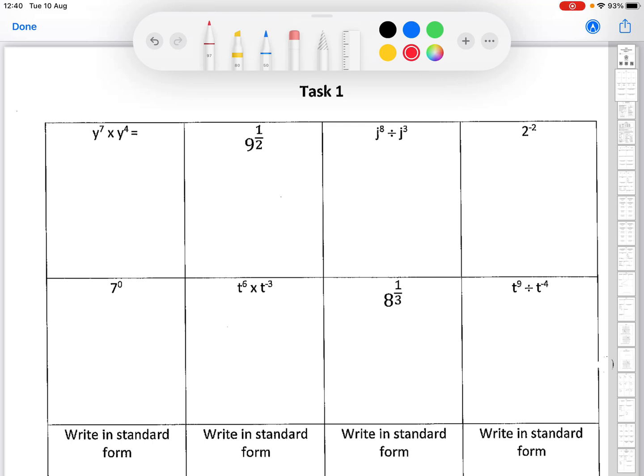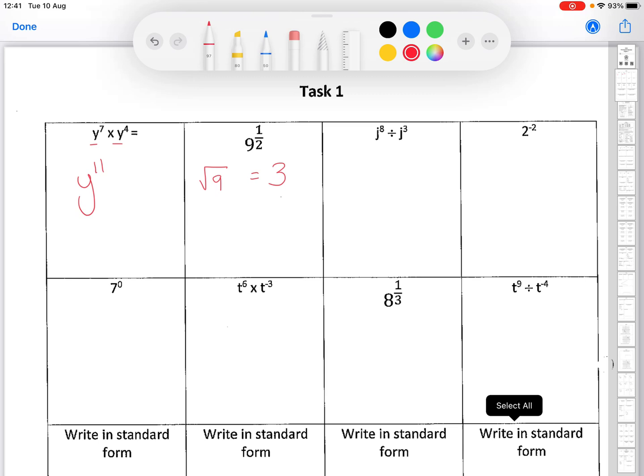So first one, when we've got y to the power of 7 times y to the power of 4, that's just going to be y to the power of 11 because we just add our powers. So y to the power of 7 times y to the power of 4 is y to the power of 11. We add our powers. If we've got anything to the, I'm going to go across. So if we've got anything to the power of a half, that means the square root of 9. We should know what the square root of 9 is. That is 3.